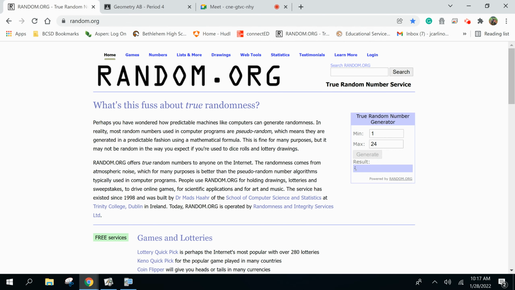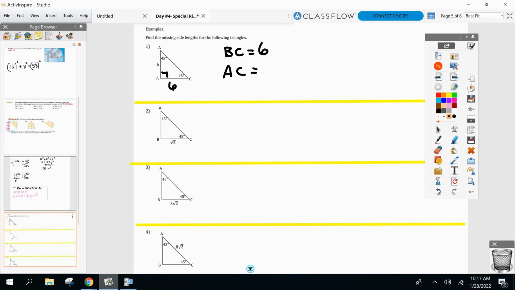10 or 23? 6 times the square root of 2. Perfect. No issues there? It's going to get more complicated. Don't worry, I wish it was this easy.